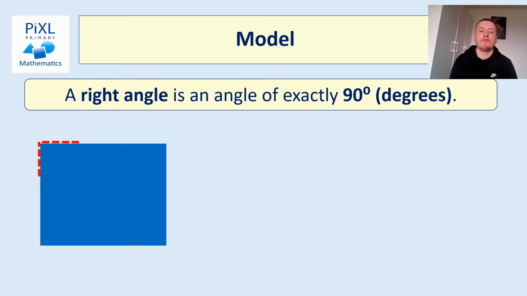Okay, a right angle is an angle exactly 90 degrees. We always should remember this. We keep saying it over and over again to instill it into our heads. Let's look at the square now.